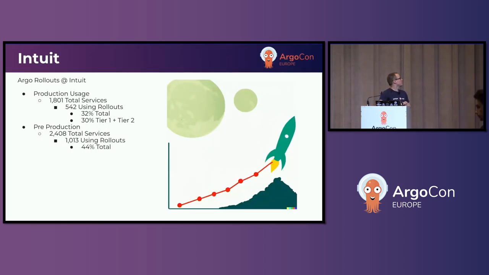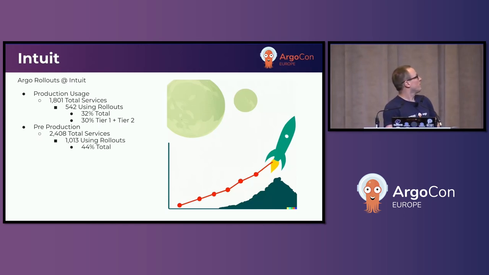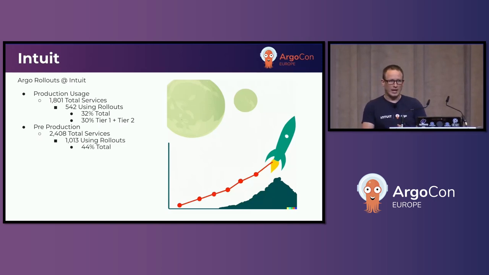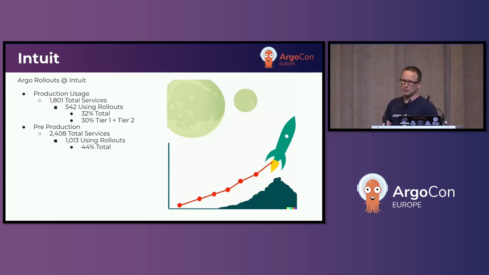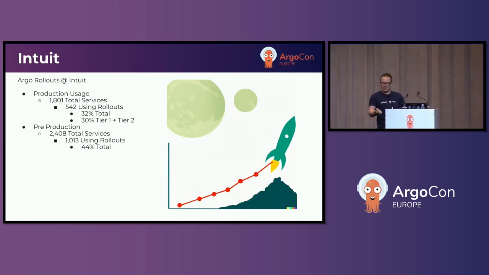But first, I'll give you just a little bit of insight into Argo Rollouts' usage within Intuit. Currently, we have around 1,800 total services at Intuit in production. Of those, 542 are currently using rollouts with analysis, templates, and canary strategy. We have what we call tier one and tier two services. Those are our highly visible services, and a total of 30% of those have been converted over to Argo Rollouts as well. And if you were in Katie's last talk, we're striving to get that as close to 100% as we can.